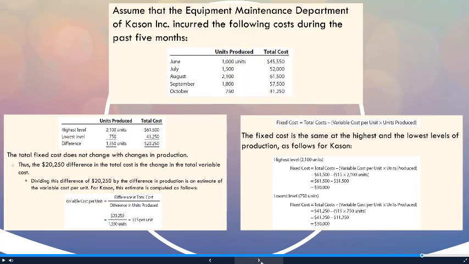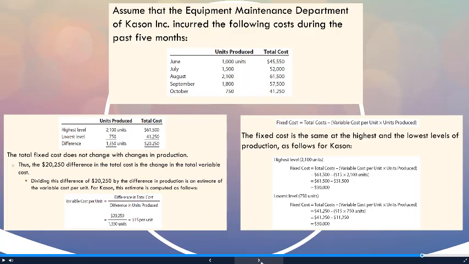So when we look at this, we're going to pick any point we want to. Usually you pick one that you've already used in your variable cost per unit calculation. Here we'll take our highest level. Knowing our highest costs were $61,500, and we now know our variable cost per unit is $15, with the units produced at that level of 2,100. Therefore, if we do the math, we can figure out that our total fixed cost is going to be $30,000.